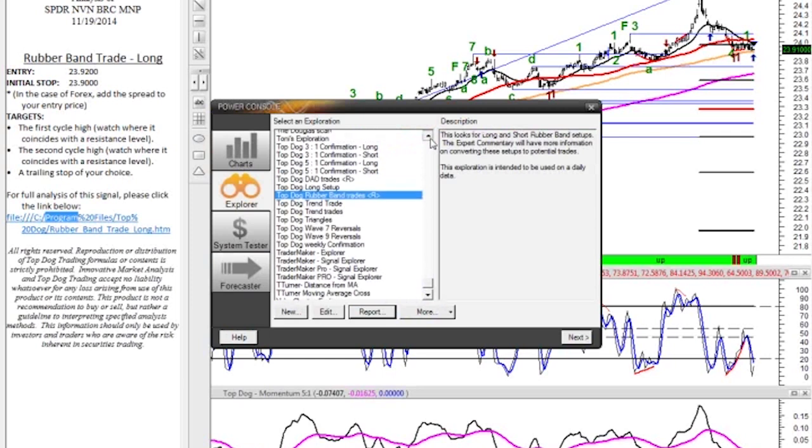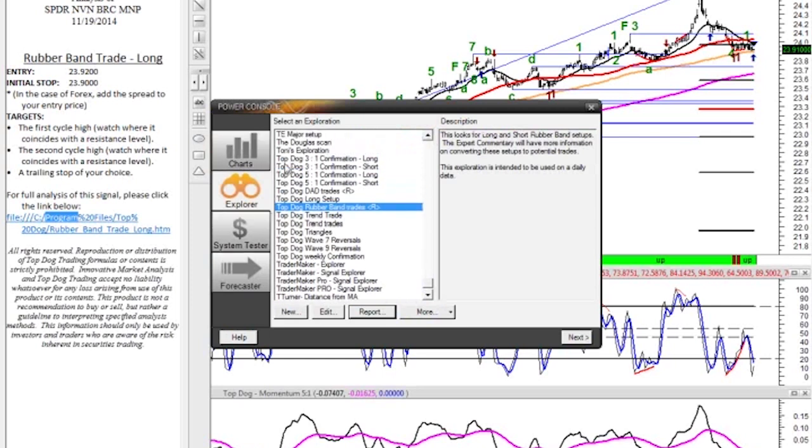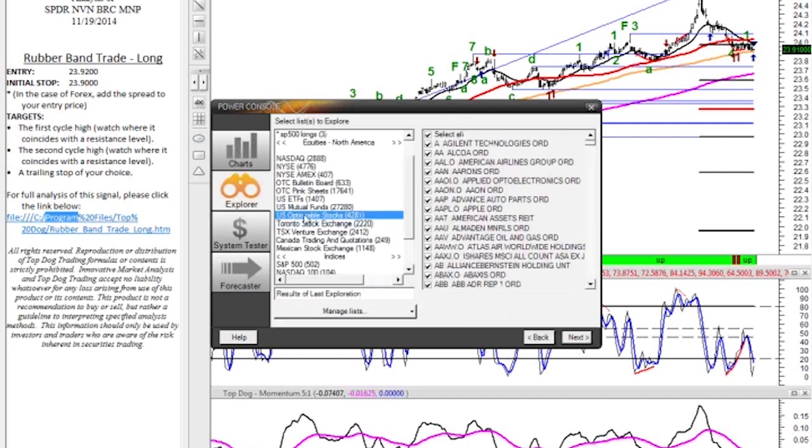And if I come down to the Top Dog in your exploration list, you'll notice that we have quite a few scans that are already pre-configured and built for you. And what you can do here is what I did while Barry was talking. It took about 4 minutes. I went ahead and said, okay, let's select the Top Dog rubber band trades. I selected next. And then I selected the universe of optionable stocks. Go ahead and go through everything that's optionable.